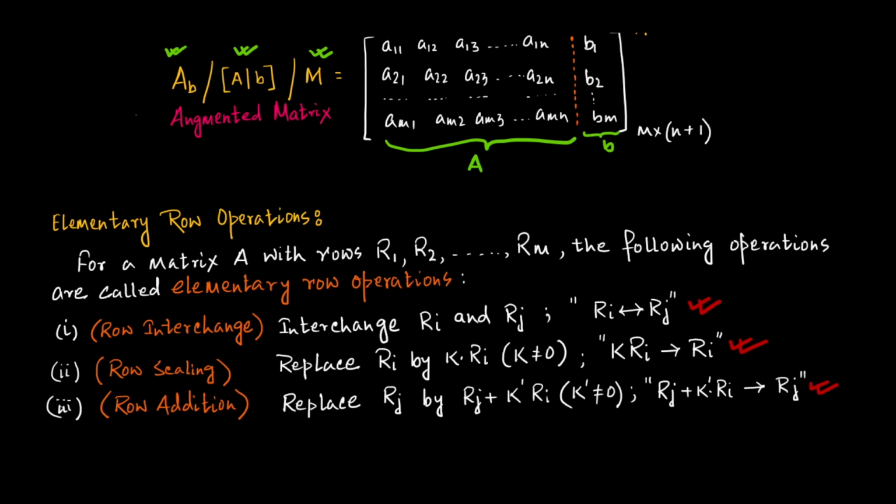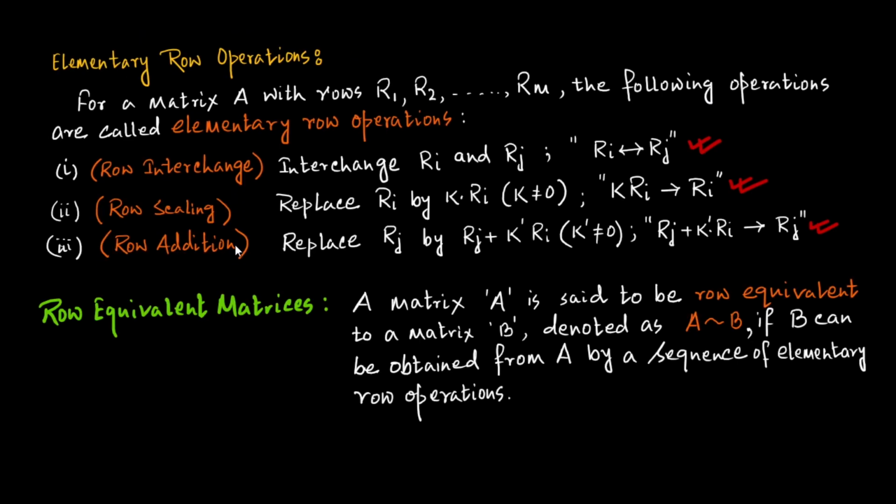In terms of matrices, we say that a matrix A is said to be row equivalent to a matrix B, denoted as A ~ B, if B can be obtained from A by a sequence of elementary row operations. As I have said earlier, if A and B are row equivalent, then it can be very easily shown that the system of linear simultaneous equations represented by the matrix A and the system represented by the matrix B will have the same solution.